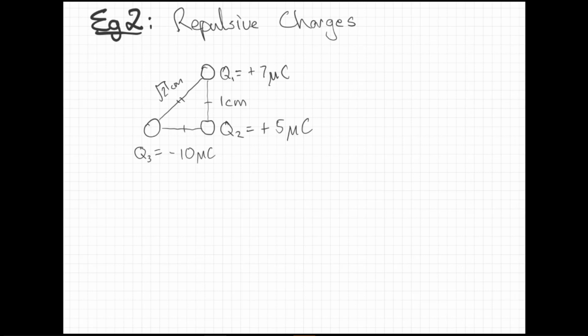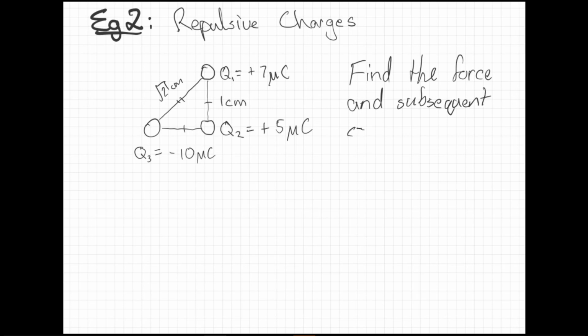All right, be quiet. So, example 2, repulsive charges. We've got a pretty complex scenario here. I mean, it's nice that it's a right angle, an isosceles triangle, but that doesn't do us too many favors, really. The question itself is going to be stated as: find the force and subsequent acceleration, and I'm throwing a little curveball at you with that one.